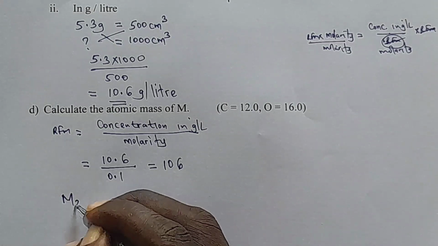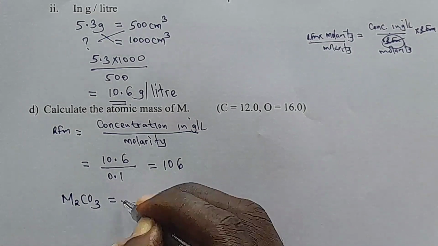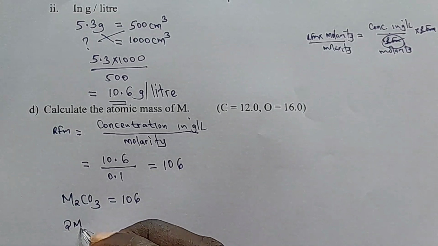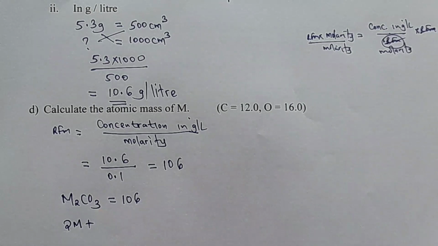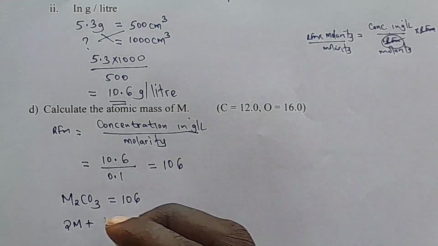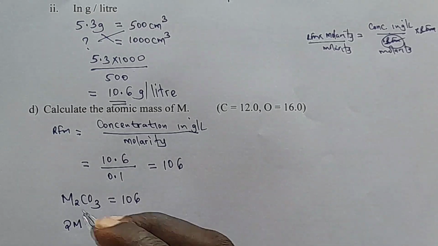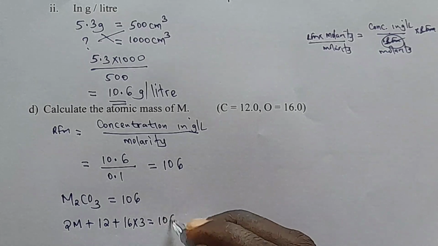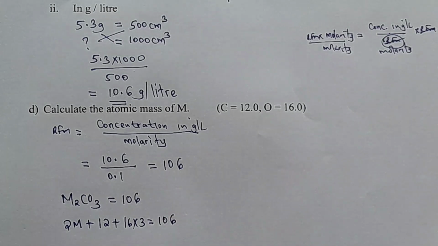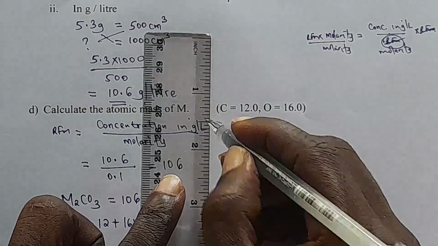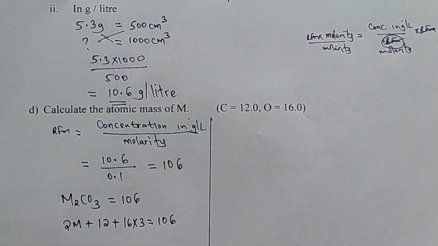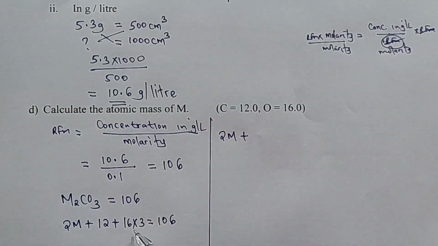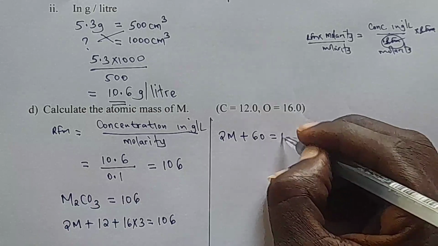So we are going to say M2CO3 will be having 106 as its relative formula mass. So we don't know M, so we're going to say 2M plus, we know the relative atomic mass of carbon, it is here, it's 12. Plus, we are going to have the relative atomic mass of oxygen, which is 16 times 3. This will be equal to 106. So we can proceed and say 2M plus this will be 60 will be equal to 106.